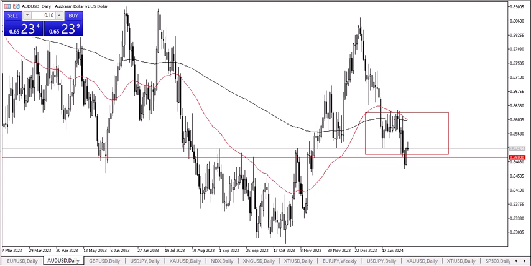Expect choppy conditions. I'm not expecting a big move one way or the other, at least not in the short term. But once we get a long candlestick, that could give us a bit of a heads up as to where we end up moving to.